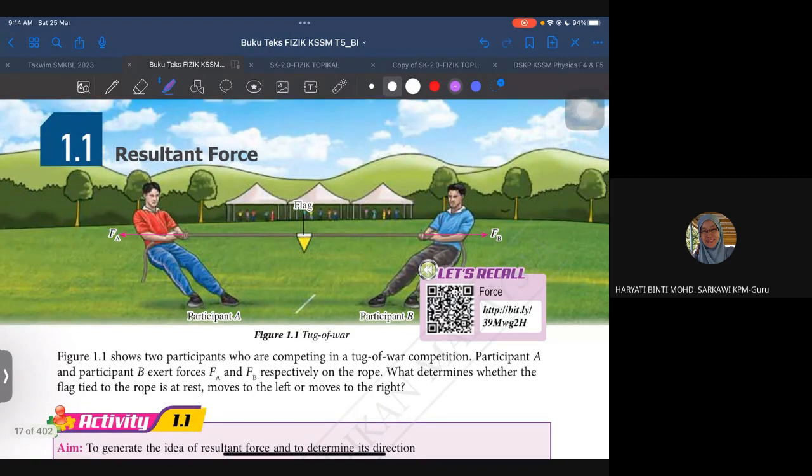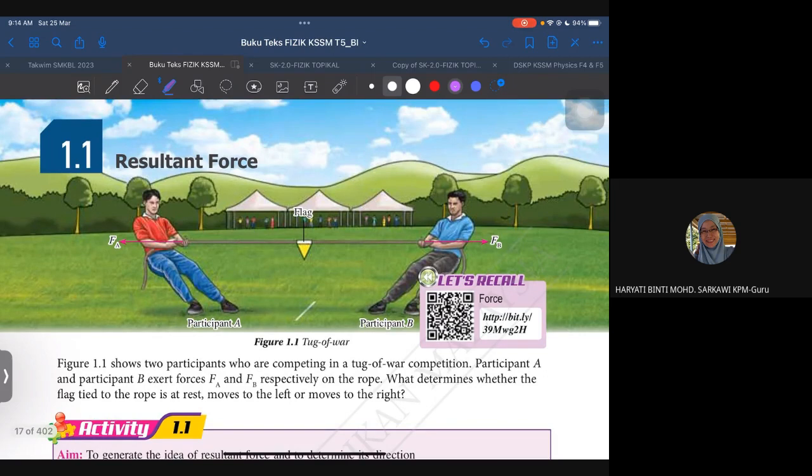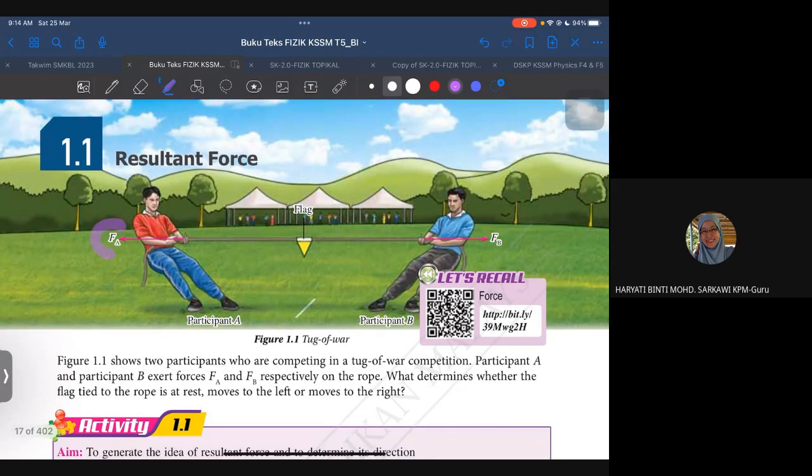This is a diagram showing two participants in tug of war. You can see FA, force acted by participant A, and force acted by participant B. If A pulls with more force compared to B, which direction will the flag go, left or right? This is the flag. Yes, it will go to the left. And if B is stronger, the flag will move to the right.